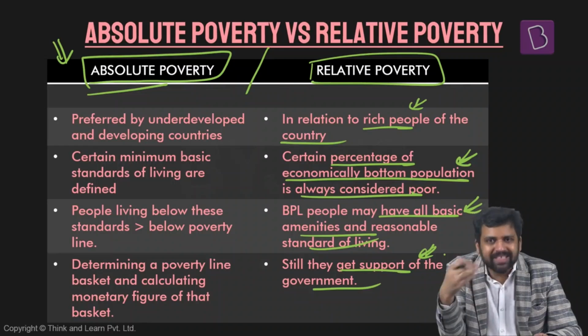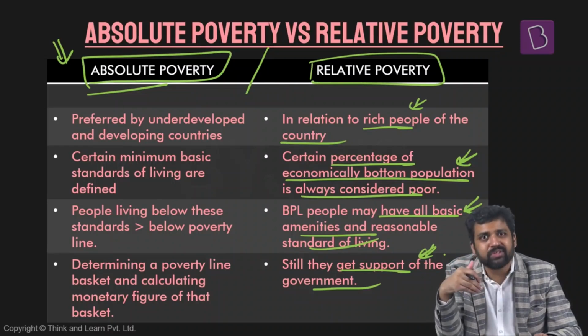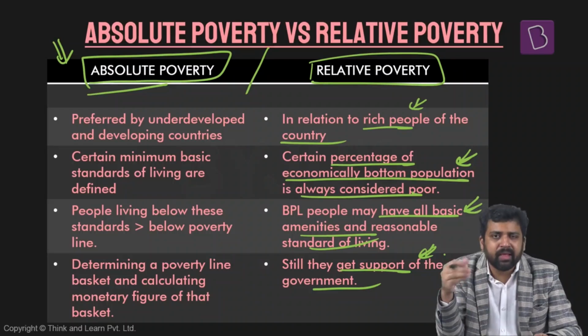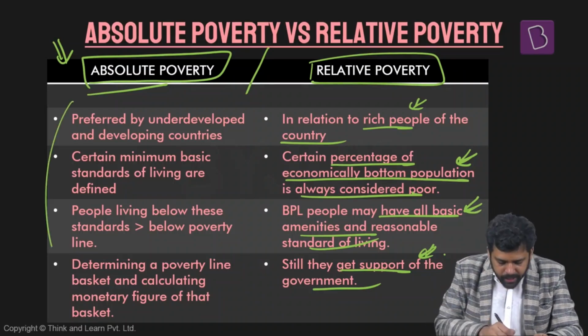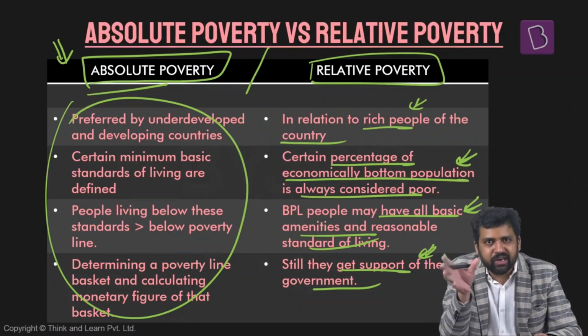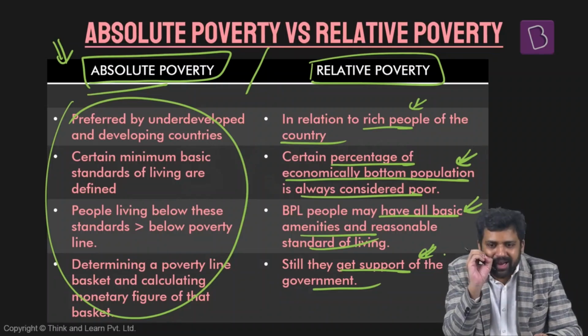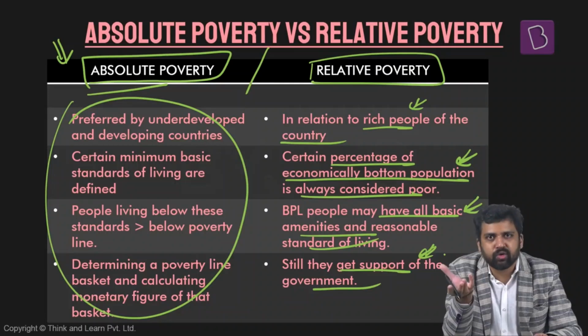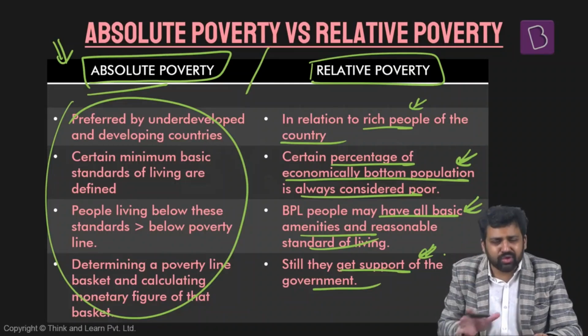So in rich countries, since people have most of their basic necessities fulfilled, a certain bottom percentage of the population is always considered poor, despite all their needs being met, and the government might still provide some support. In developing economies, the way you measure poverty is typically different. You find out those things which are essential for the survival of individuals, and those who are able to afford that are not considered poor. Those who are not able to afford that are considered to be absolutely poor. So these are two concepts you should keep in mind.